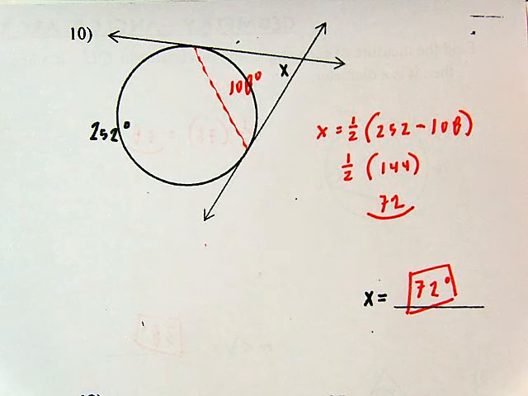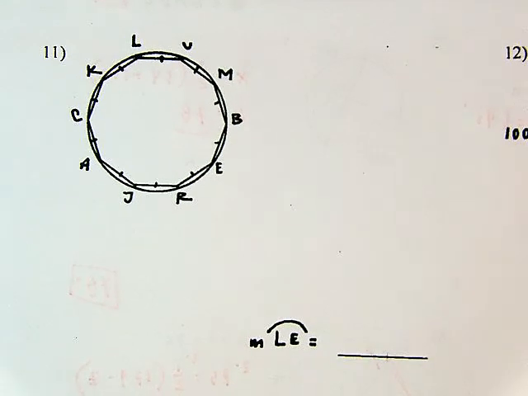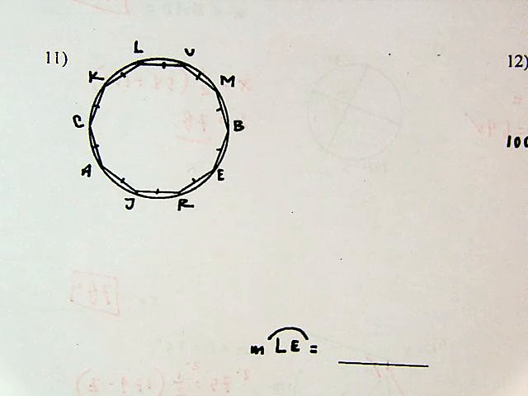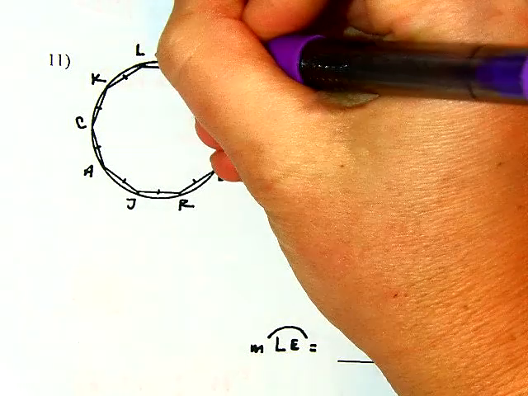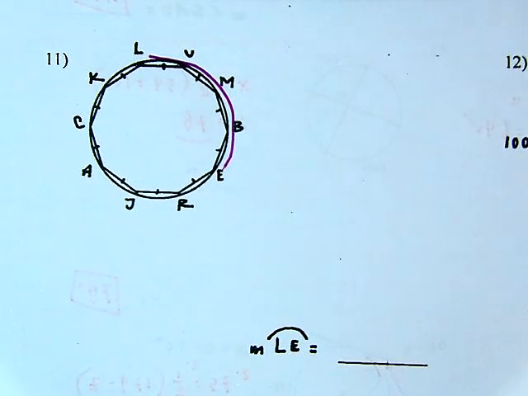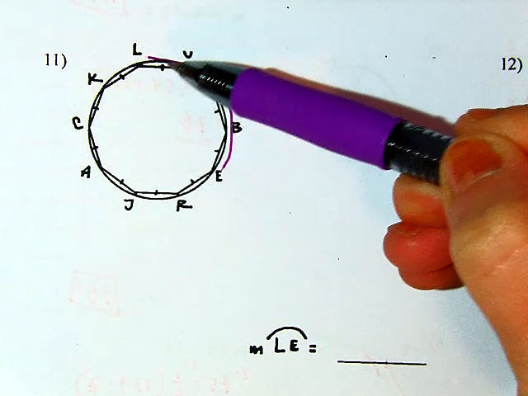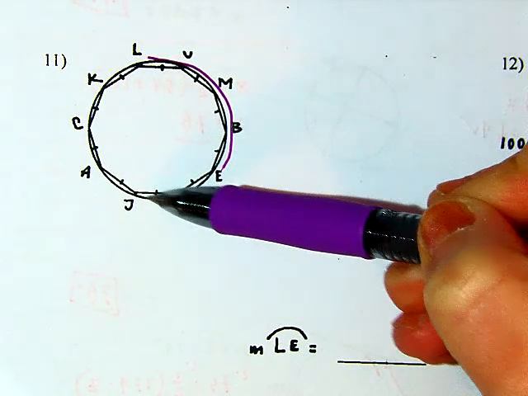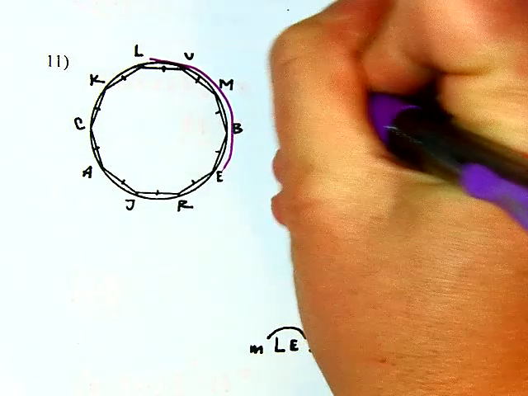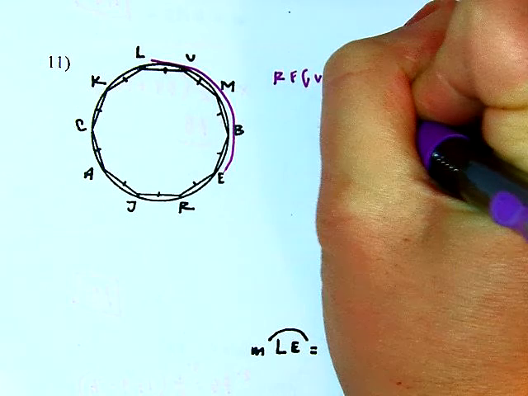All right, next up, looking at 11. For 11, what is it I want? I want L to E. So I'm looking for this span, L wrapping around here to E. I want that minor arc. So if I look at how many sides this figure has, if I view it as a polygon, I have 1, 2, 3, 4, 5, 6, 7, 8, 9, 10 sides. So this is really a regular decagon that is inscribed within my circle.